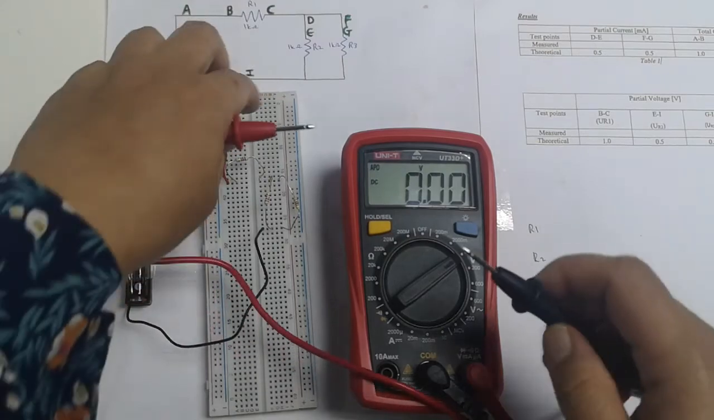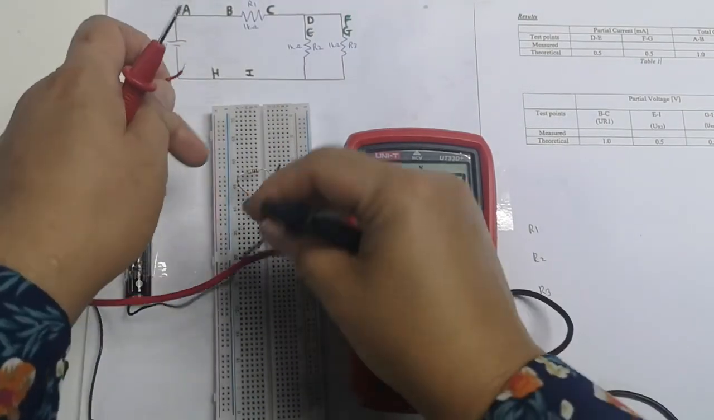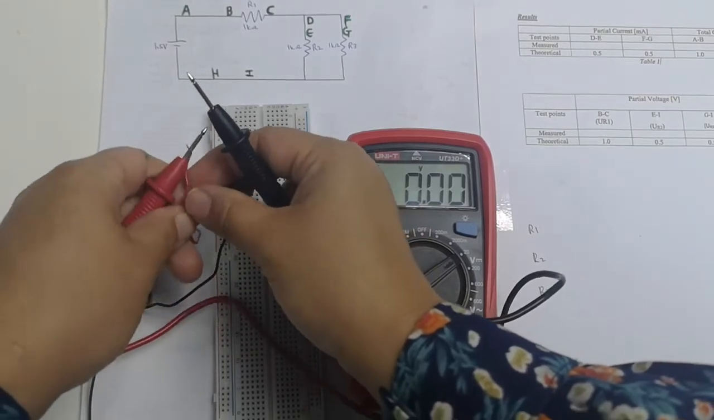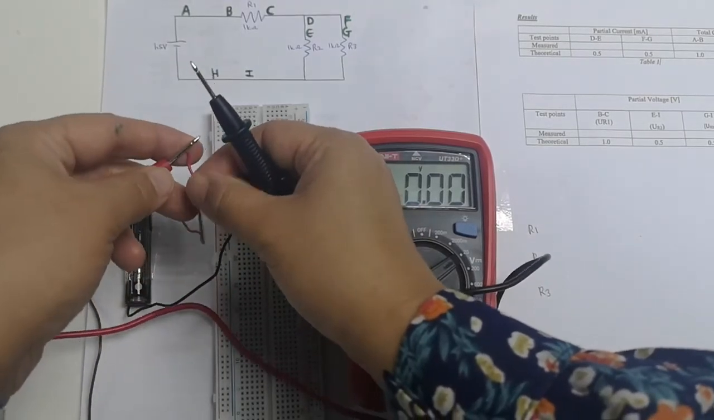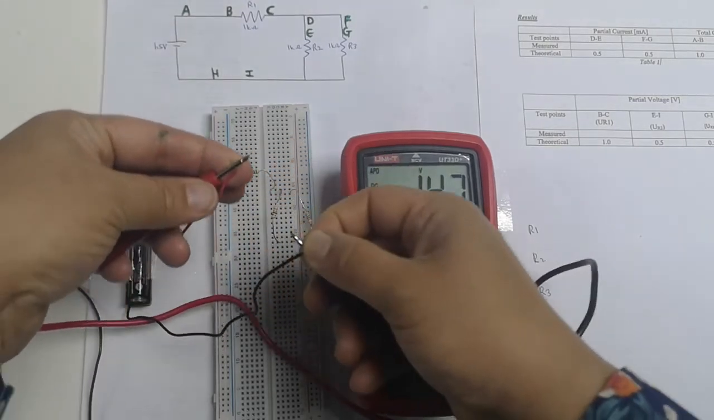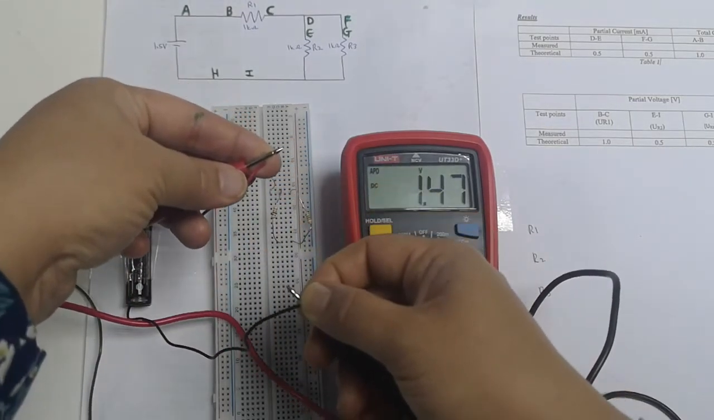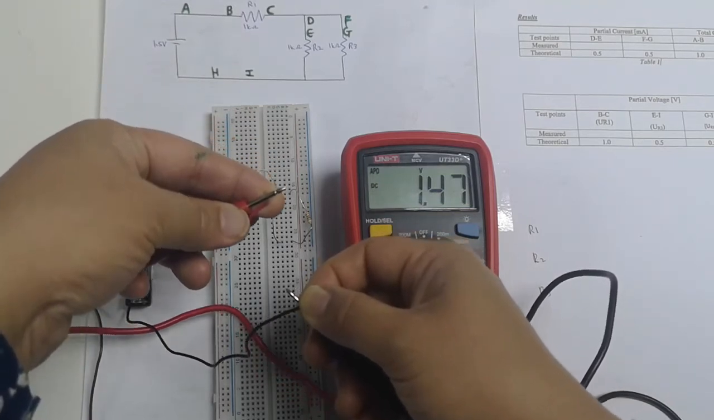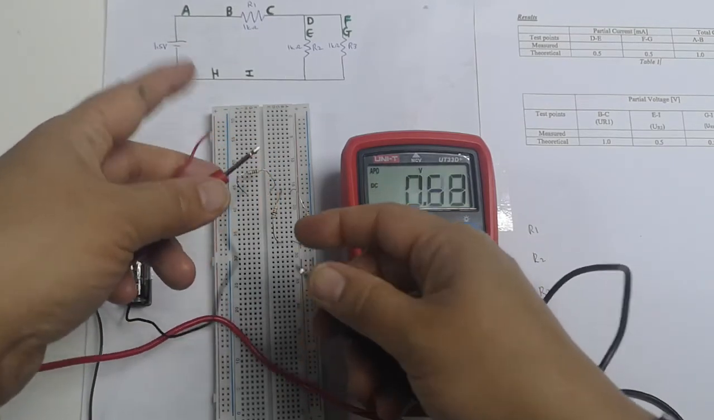So to measure the total voltage, now you connect this. Oh no, you just go that. So for our battery, positive, positive, negative, negative for the battery. So you get 1.47 volts. Okay, thank you very much for watching.